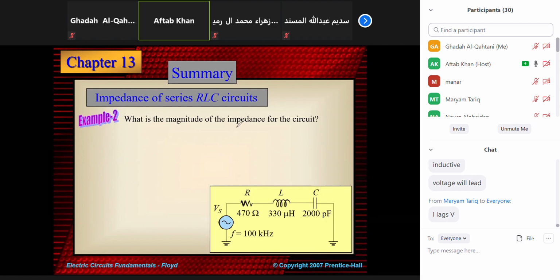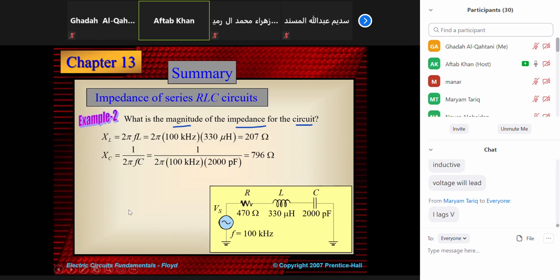See now, what is the magnitude of the impedance for the circuit? Magnitude of the impedance, that is Z. For Z, what do we need? We need XL, we need XC, then we need X, the absolute value of the difference. Then we can calculate it like this. This is the Z here, the magnitude.